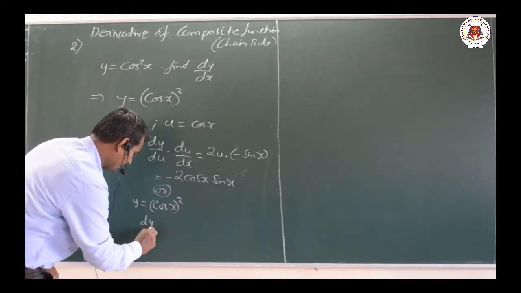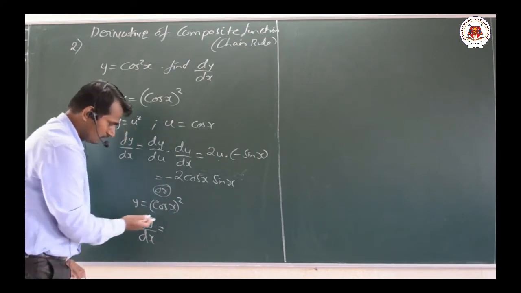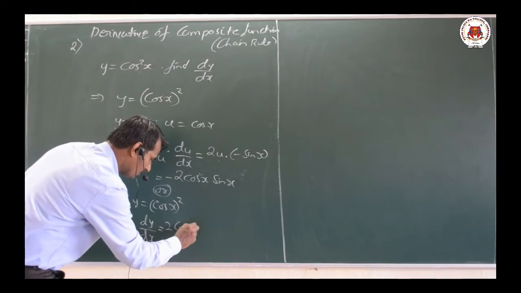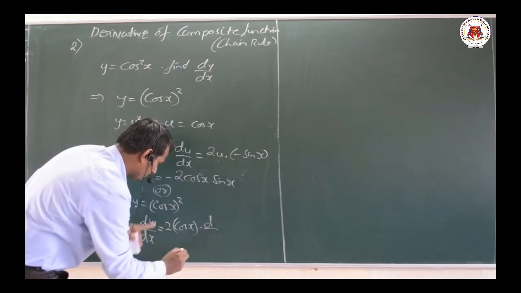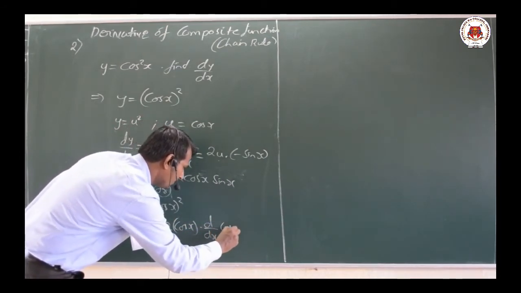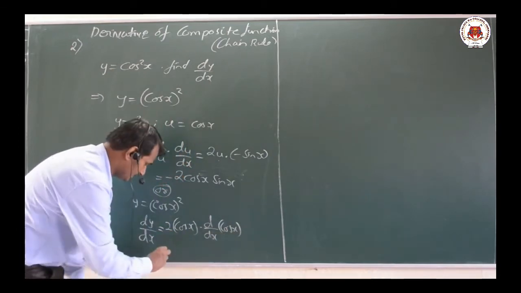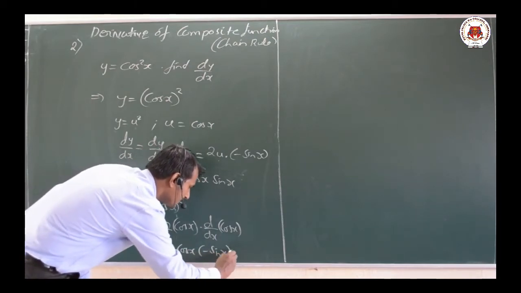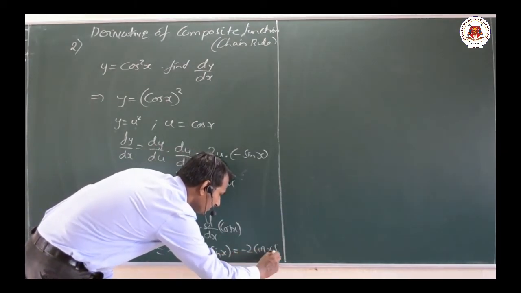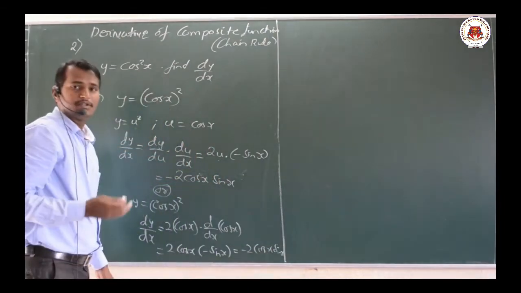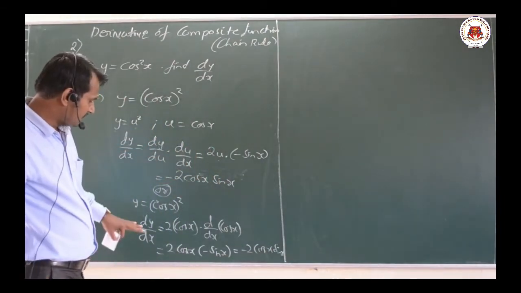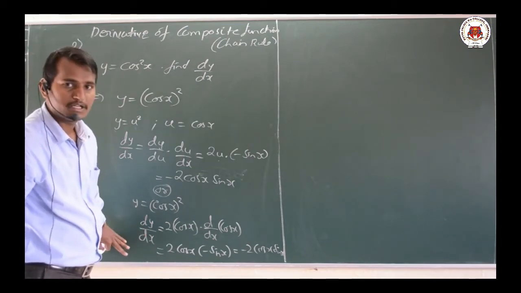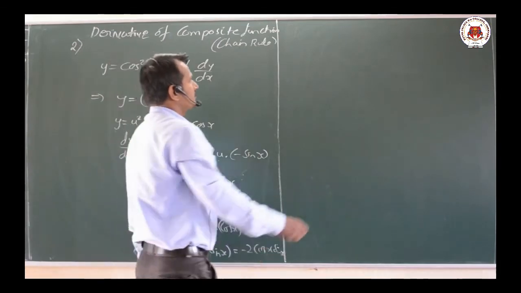So dy by dx, direct method, dy by dx is equal to, let us take it as x. x square means 2x. x means what it is? cos x. Now further differentiation of d by dx of cos x, that is nothing but minus sin x. What we get here? 2 cos x into minus sin x, which is equal to minus 2 cos x into sin x. Any method you can use here. I think the second method is quite simple, and it will be very helpful if you are making practice of this particular kind. Okay, next problem.